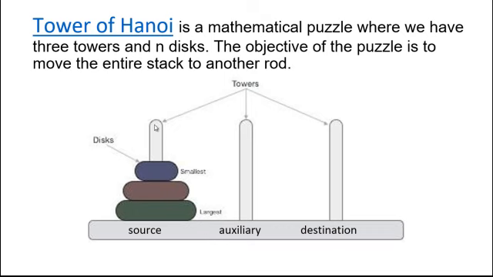We have 3 towers. We have 1, 2, 3. You can name it as source tower, and this one is the auxiliary tower, and this one is the destination tower, or you can name it as A tower, B, C, or X, Y, Z. Then in the source tower, we have the stack of disks. We have the largest disk on the bottom and the smallest disk on top. And the objective of this game is to move all these to our destination tower.